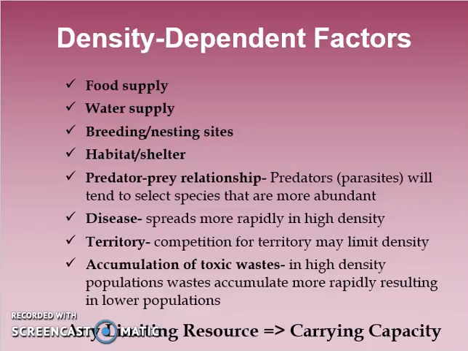Population-prey relationships are also a density dependent factor, because honestly, the more prey there are out there in an area, the easier it is for the predators to find them. Also, with regards to parasites, if you have an area that's abundant in organisms, it's very easy for that parasite to move from one organism to another and basically spread throughout your entire population.